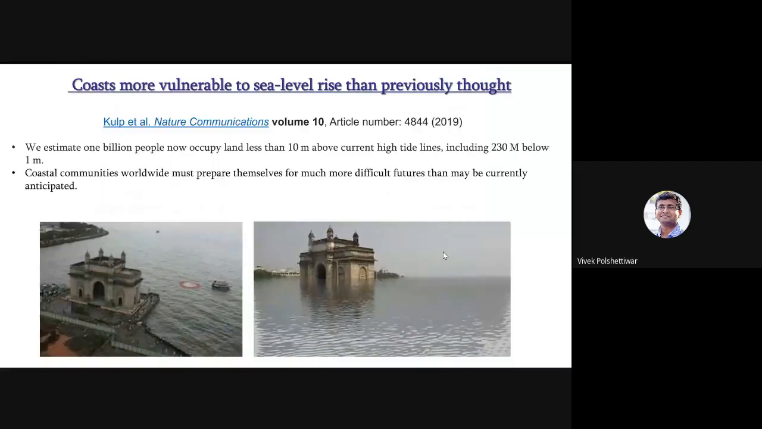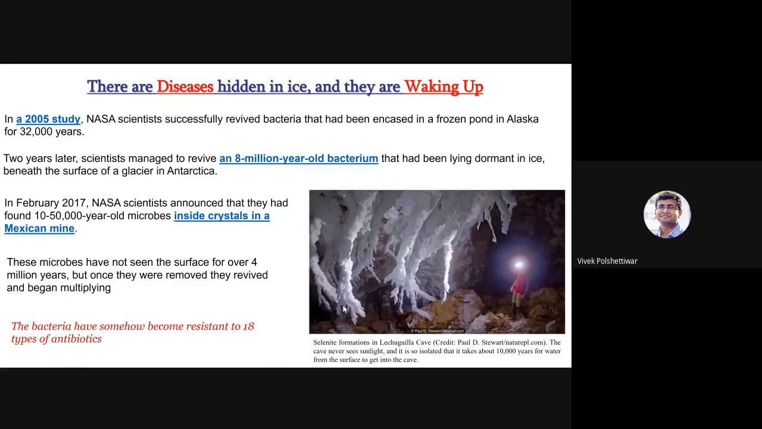So this is one of the recent papers in Nature Communications, very recent, 2019, where obviously it's theoretical modeling, where they say that if we do nothing, this is our Mumbai, and this is what it will be in the coming decade or something. So it's really a serious thing, and one has to really think about what we can do to stop the climate change.